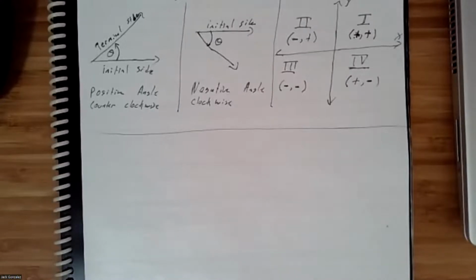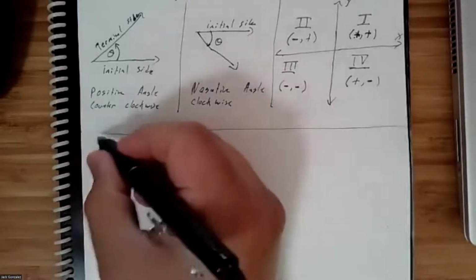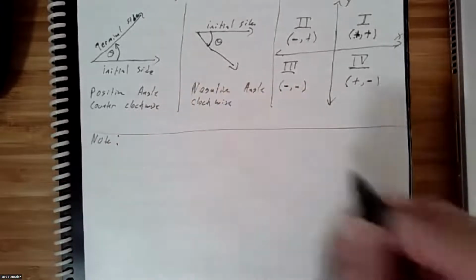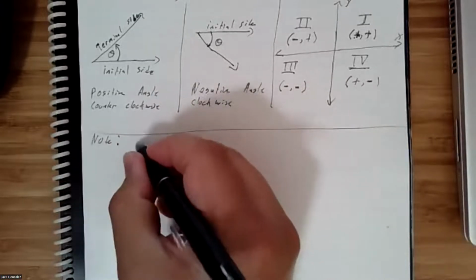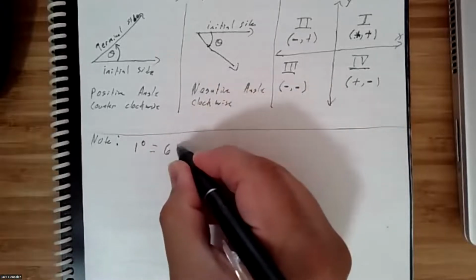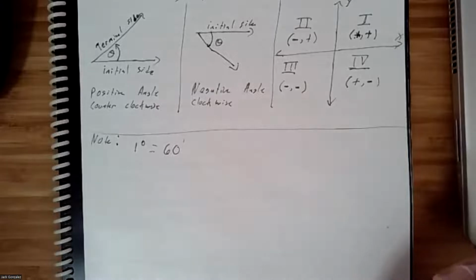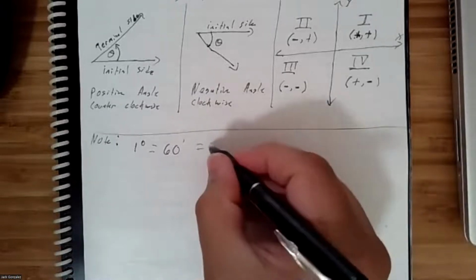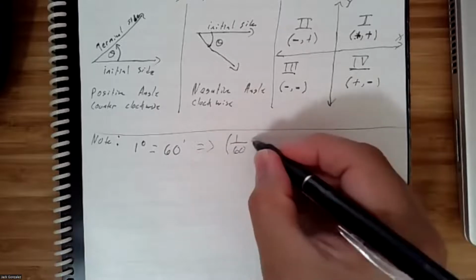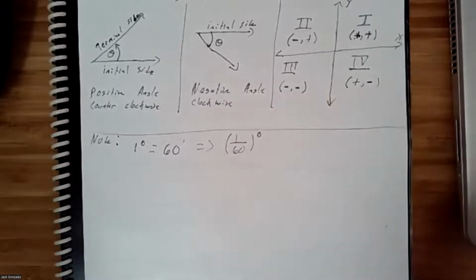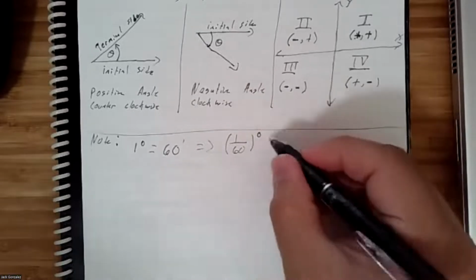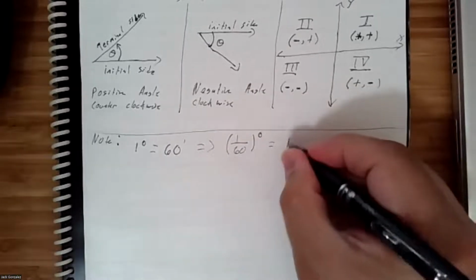Some notes you're going to need for conversions from that first homework. I'm going to give you all the formulas first, just so you have them. 1 degree is equal to 60 minutes, which implies that 1 over 60 degrees is equal to 1 minute. Okay, so we're going to need all this.